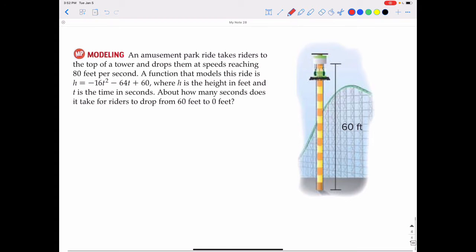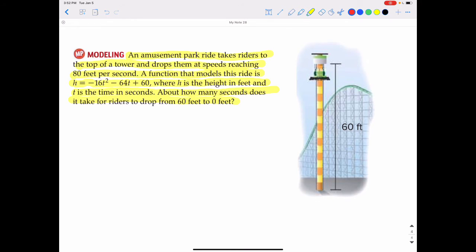Finally, let's look at a word problem. An amusement park ride takes riders to the top of a tower and drops them at speeds reaching 80 feet per second. A function that models this ride is h equals negative 16t squared minus 64t plus 60, where h is the height in feet and t is the time in seconds. About how many seconds does it take for riders to drop from 60 feet to 0 feet?